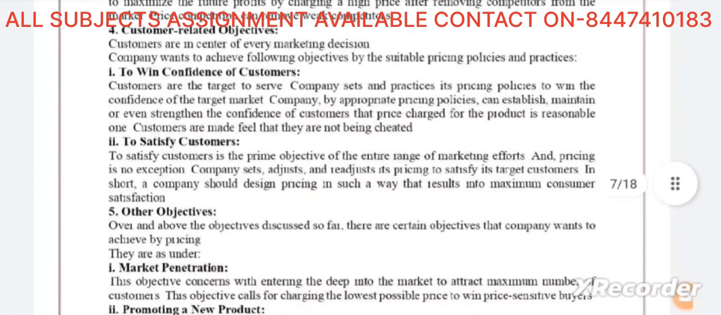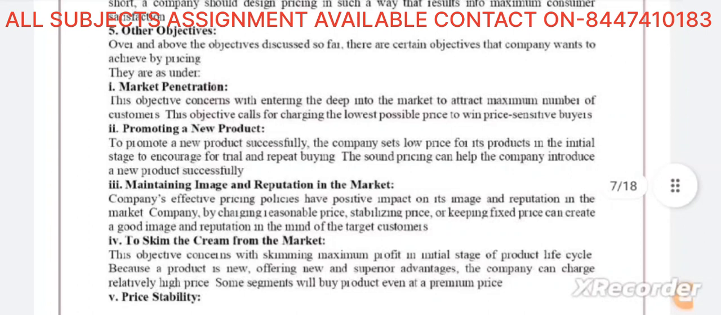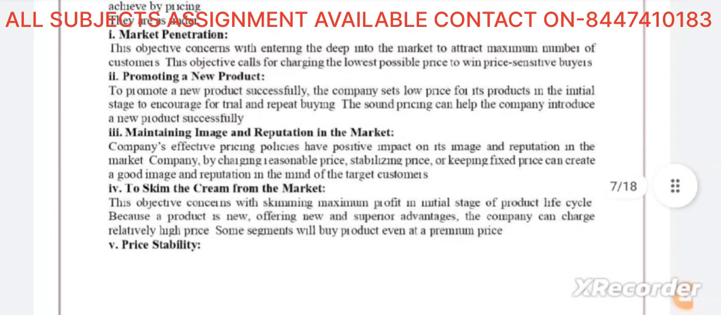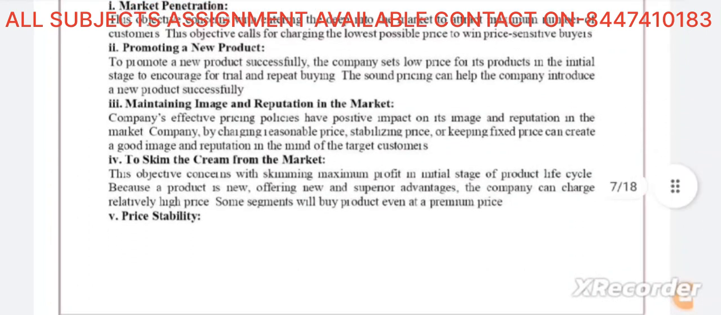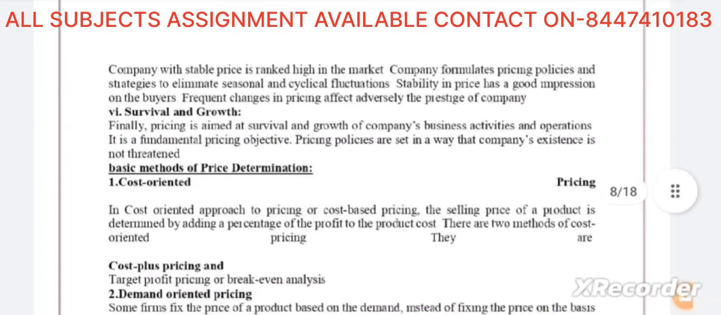Here it includes to win the confidence of customers and to satisfy customers. Other objectives include market penetration, promoting a new product, maintaining image and reputation in the market, to skim the cream from the market, and then price stability, survival and growth.